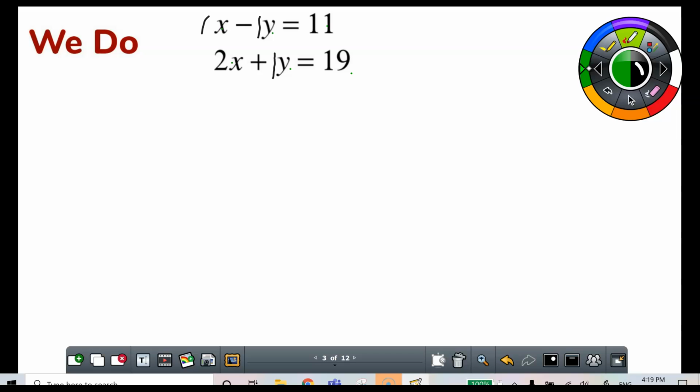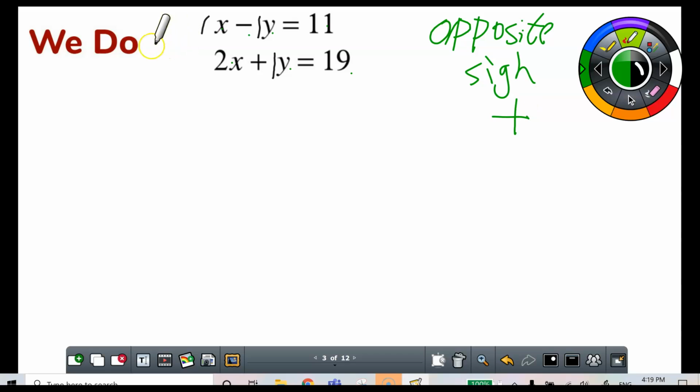And then look for the sign in front of them. This is -1, this is +1. So you have opposite signs in front of the same number. So for opposite signs, you're going to add up the two equations. So let's add the two equations up for each pair.